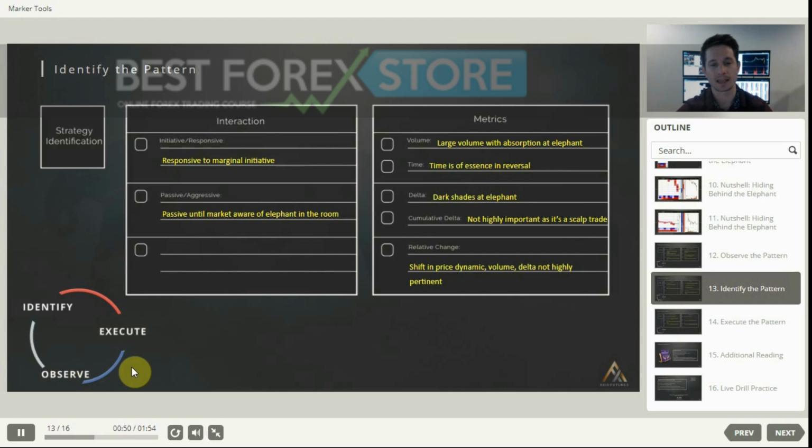Okay, in terms of some of the key metrics, we spoke about volume, and we said we will see large volume in and around the elephant, and we spoke about how interpreting this large volume is crucial to understanding the trade strategy. Note, timing is of the essence.